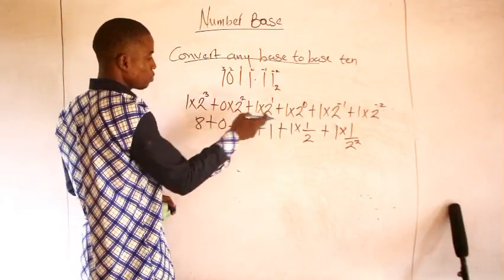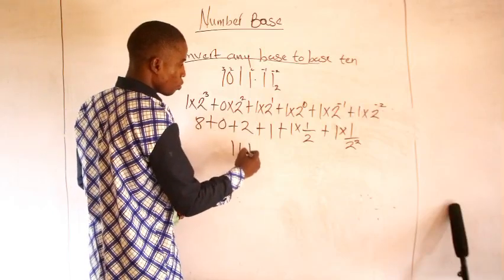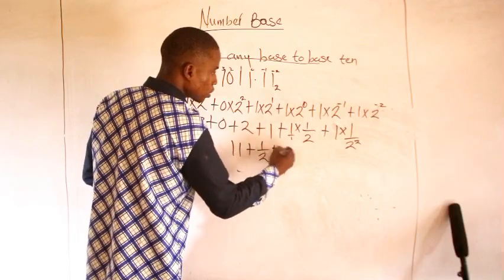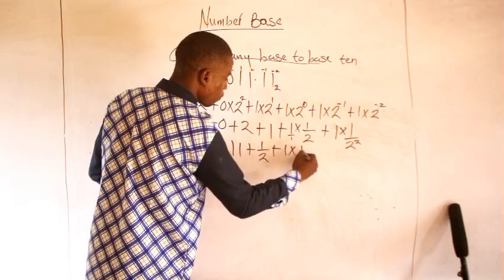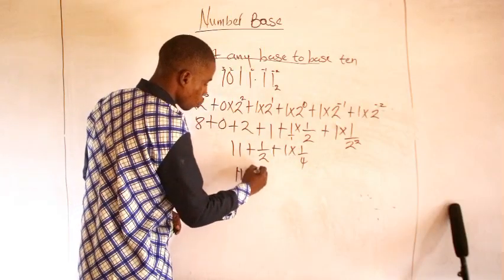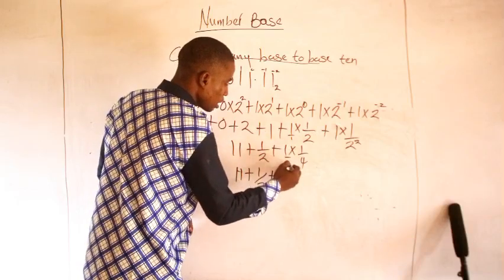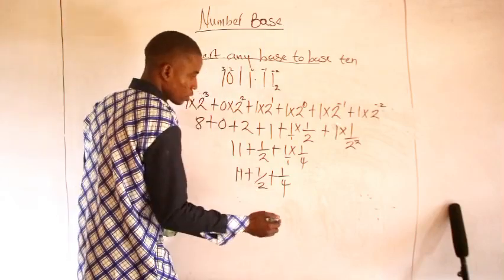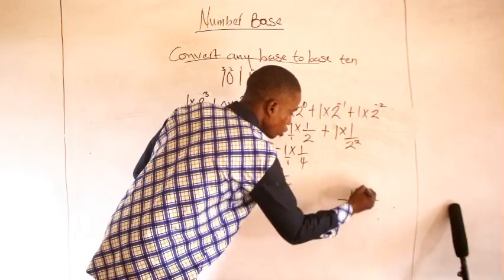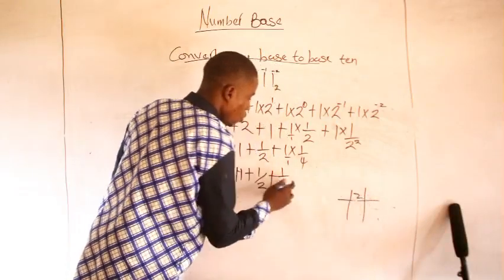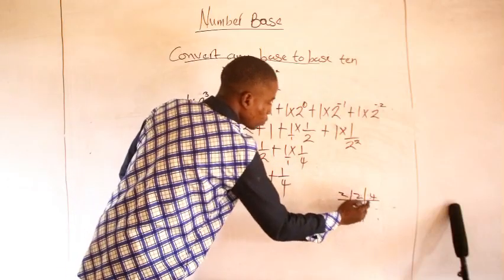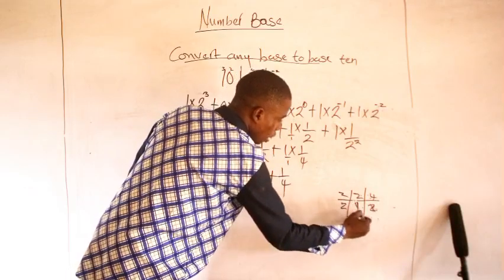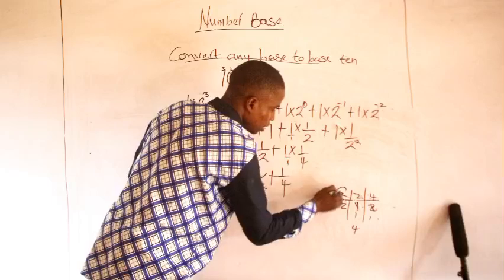Put them together. This one plus this is 8 plus 2 plus 1, that's 11, plus 1 all over 2, plus 1 times 1 all over 4. It's still the same thing as 11 plus 1 all over 2 plus 1 all over 4. Now, the LCM, the way we did it that time, just do the LCM of 2 and 4. 2 goes into 2 once, 2 goes into 4 twice. The LCM is 4.